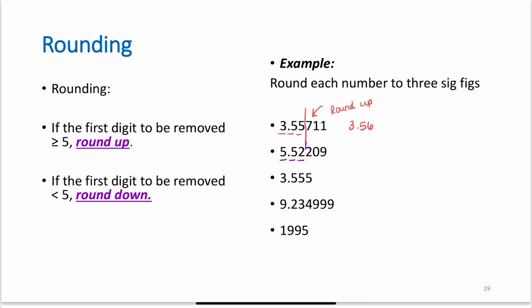5.52, here's my 3 sig figs. My leftmost digit is a 2. I am going to round down. And I have 5.52. 3.555, 1, 2, 3 sig figs. I'm going to cut my number right here. My leftmost digit to be removed is a 5, so I'm going to round up to 3.56. It's hard to see it in there, but there is a decimal place right there.